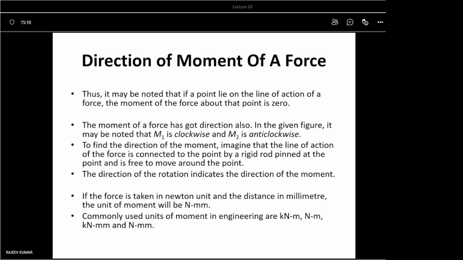It may be noted that if a point lies on the line of action of the force, the moment of the force about that point is 0. The moment of a force also has a direction. M1 is in the clockwise direction and M2 is in the anti-clockwise direction, depending upon the direction of action of the force where you are applying it. The axis is the same, and you have to keep clockwise direction in your mind.